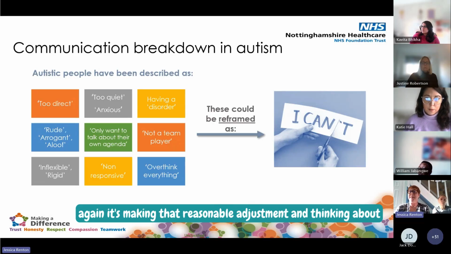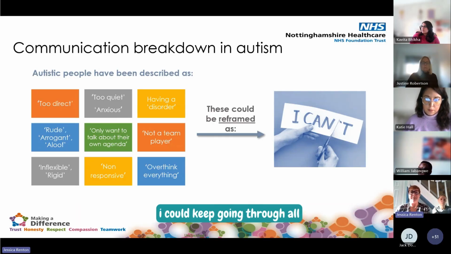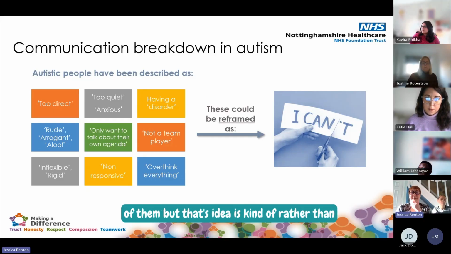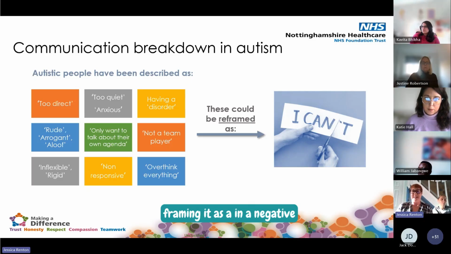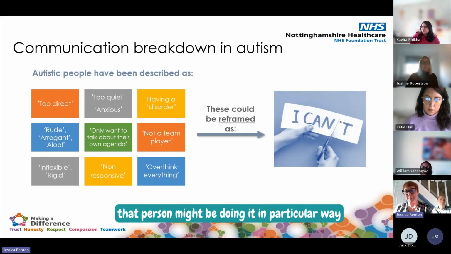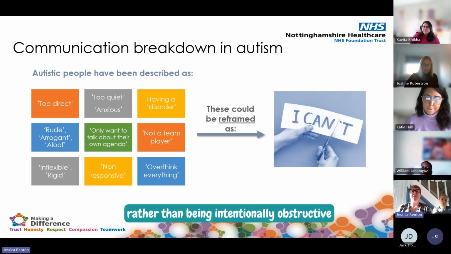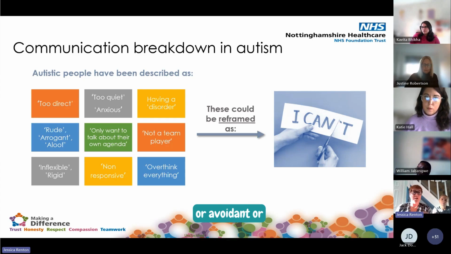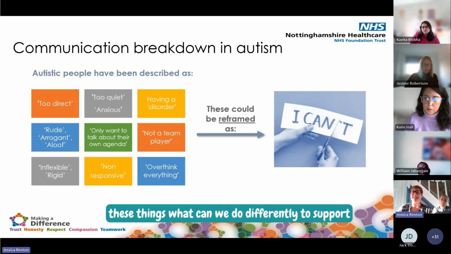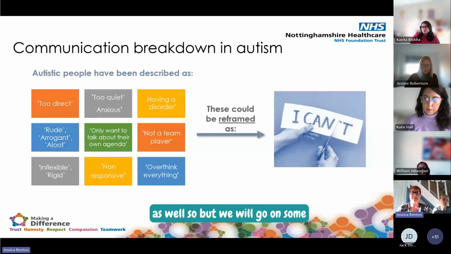Again, it's making that reasonable adjustment and thinking about the double empathy as well. I could keep going through all of them, but that's the idea: rather than framing it in a negative way, think about why that person might be doing it in a particular way. There will be a reason. It's related to the way that they are processing and using communication, rather than being intentionally obstructive or avoidant or rude or unable to. And we also need to consider, if we're seeing these things, what can we do differently to support and facilitate that communication more effectively as well. So, we will go on to some strategies related to that.